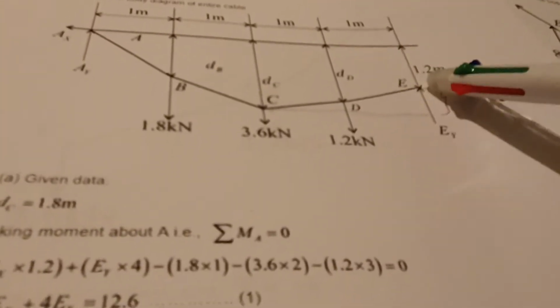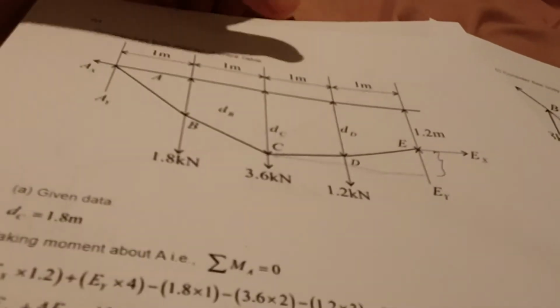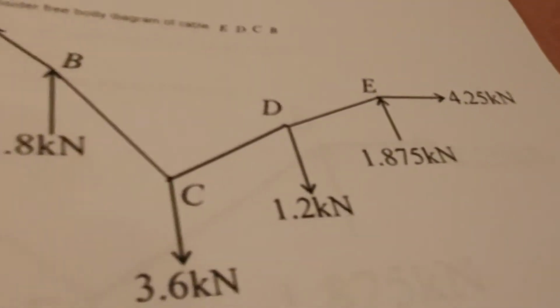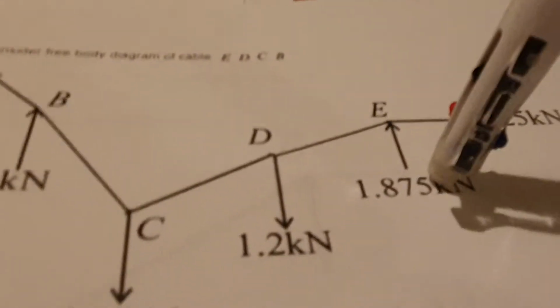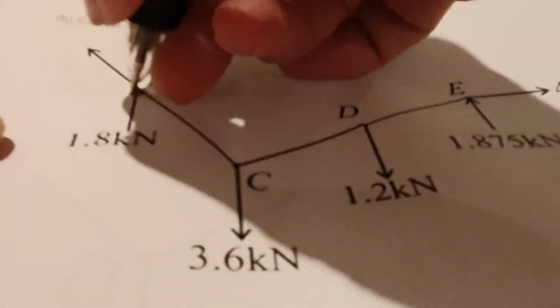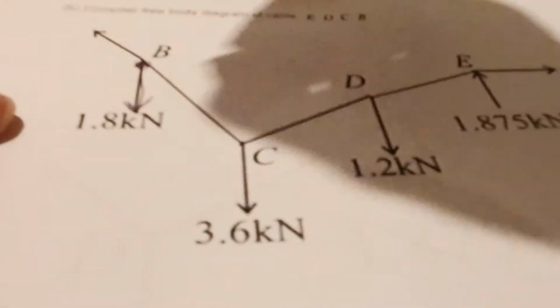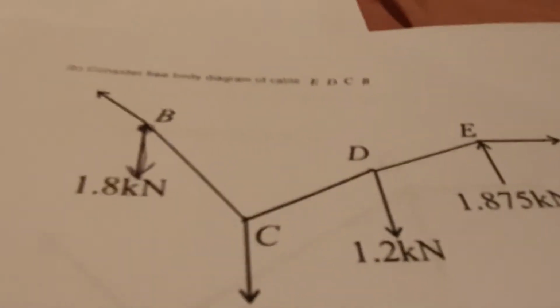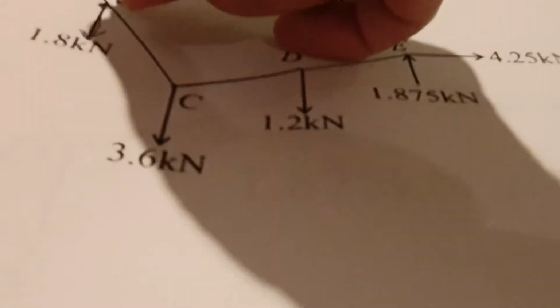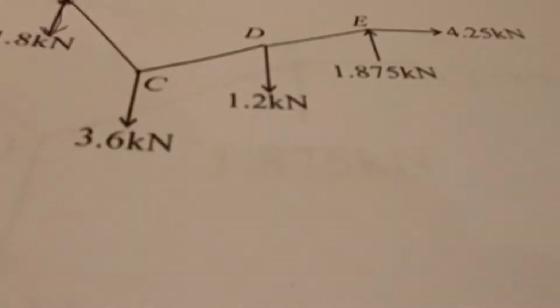So let's take the whole thing from here all the way to B. So we'll do it like this. Remember, we have EX and we have EY, and D is 1.2 and C is 3.6. And this is wrong. It's not going up. It's going down. And that's it. Nothing else is here. Okay? So we found a free body diagram.